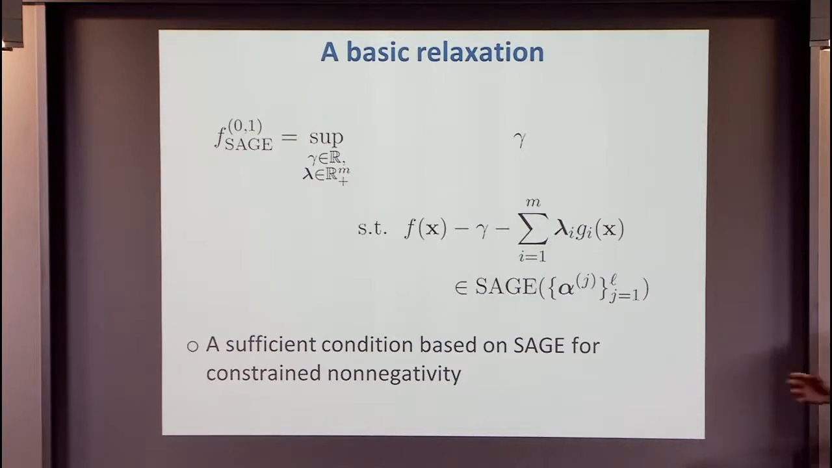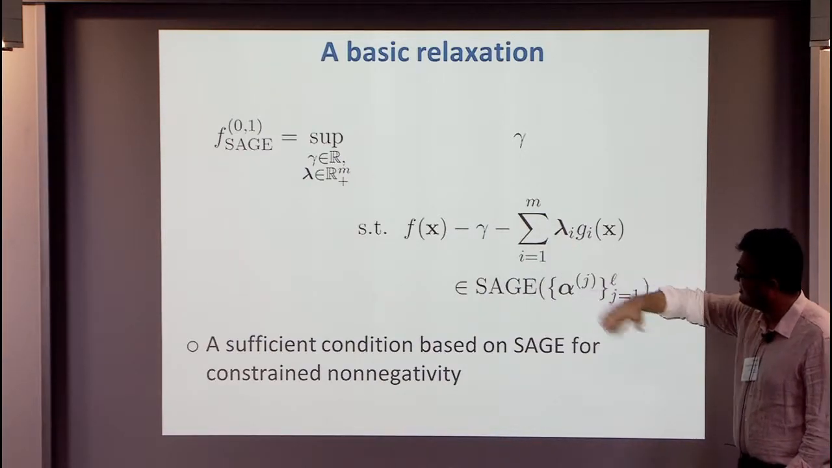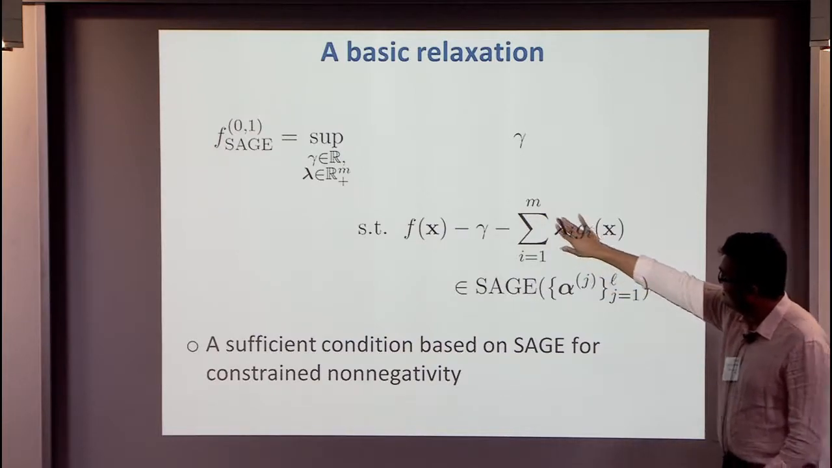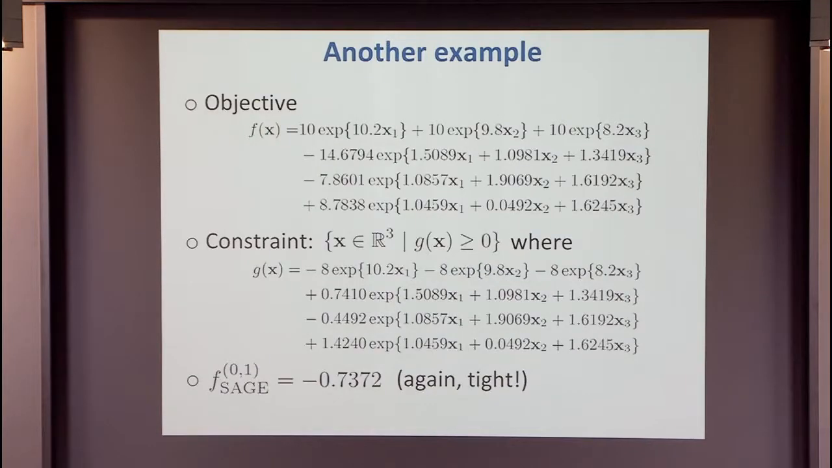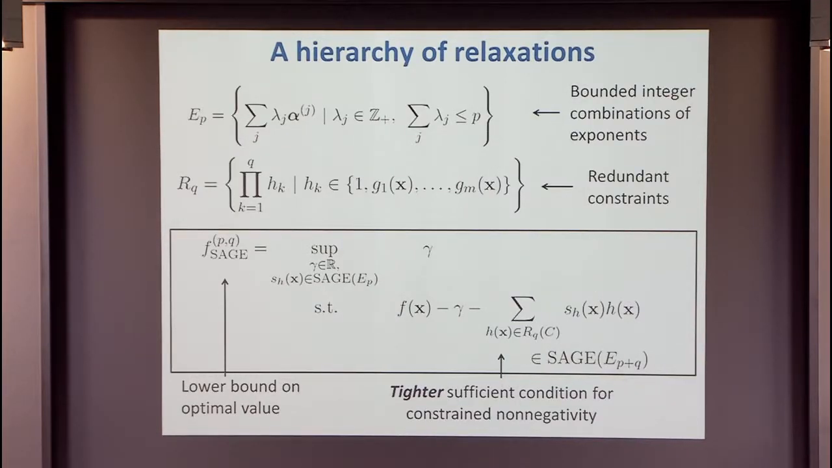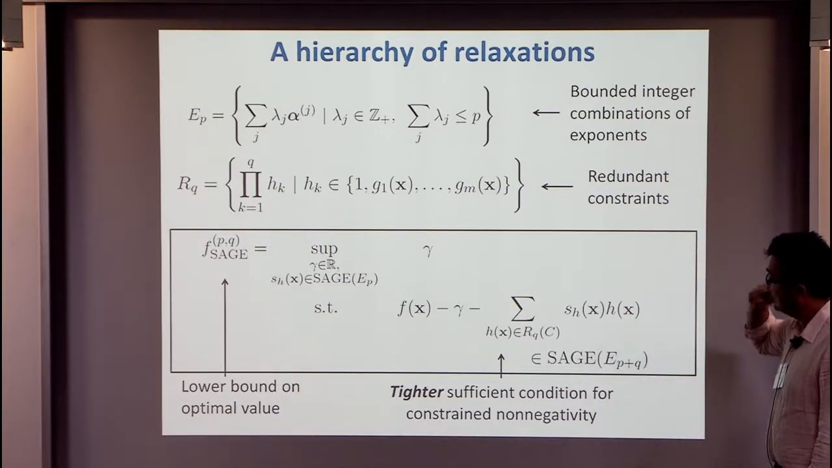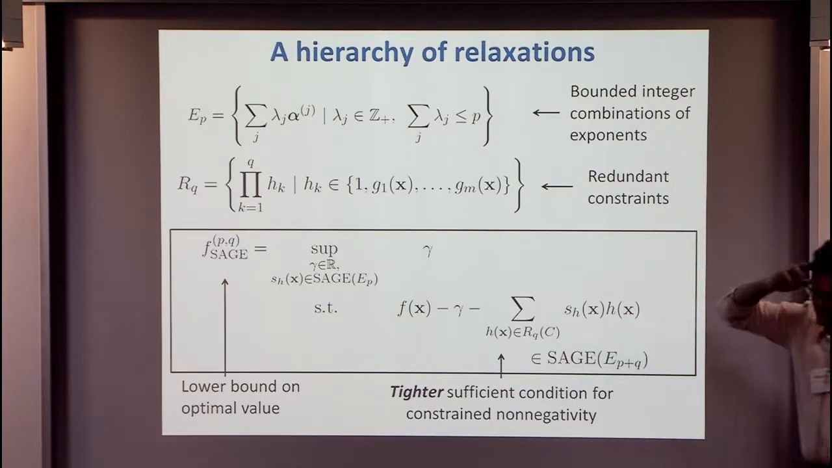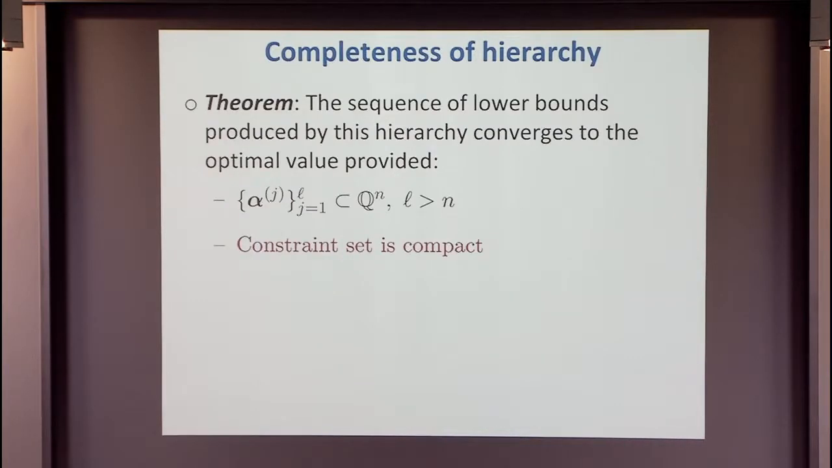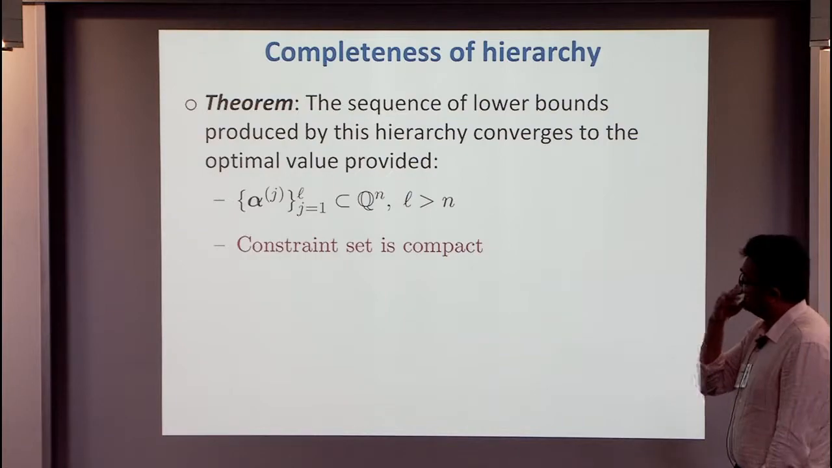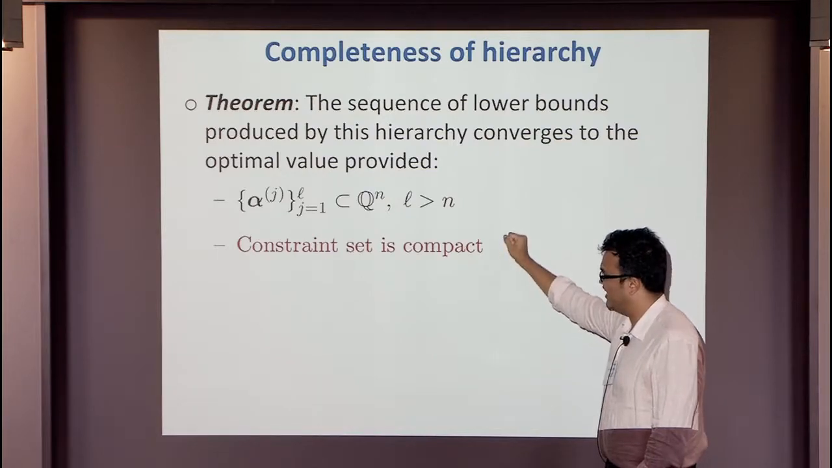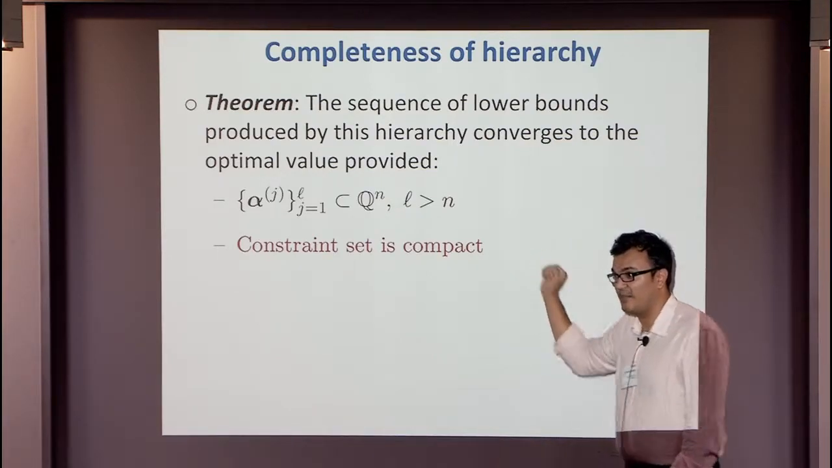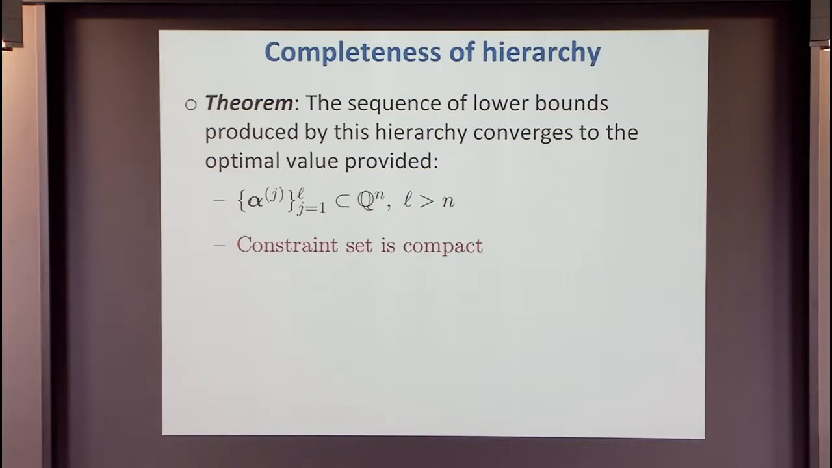I'm not going into the details because this is very similar to what's done in polynomial optimization, where you replace the Lagrange multipliers in the basic weak duality that I mentioned before by SAGE functions, and you can build a hierarchy based on this idea. This is a tighter sufficient condition for constrained non-negativity because you've added in all these redundant constraints. As before, the sequence of lower bounds produced by this hierarchy converges to the optimal value, provided the constraint set is compact. So in the constrained case, we need this compactness assumption.